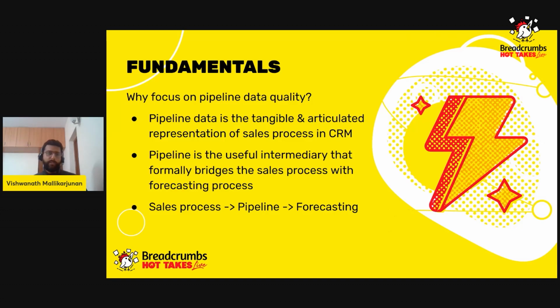Just a quick point. When I say a healthy pipeline and forecasting, from a sales point of view, a healthy pipeline just means are we hitting our targets? But from a RevOps standpoint, I'm talking about whether the pipeline is actually capturing all the key attributes of the sales process very well or not.